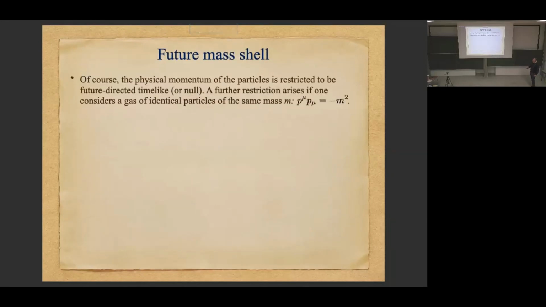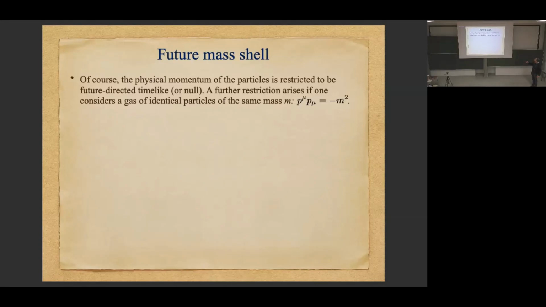All right. Now I should say something more. Something I haven't taken into account yet is that, first, gas particles should move on time-like geodesics. And not only on time-like geodesics, but future time-like geodesics, or future null geodesics in case you have a photon gas. Okay, so you get further restrictions if you consider a simple gas where all the particles are identical, so they have the same mass.